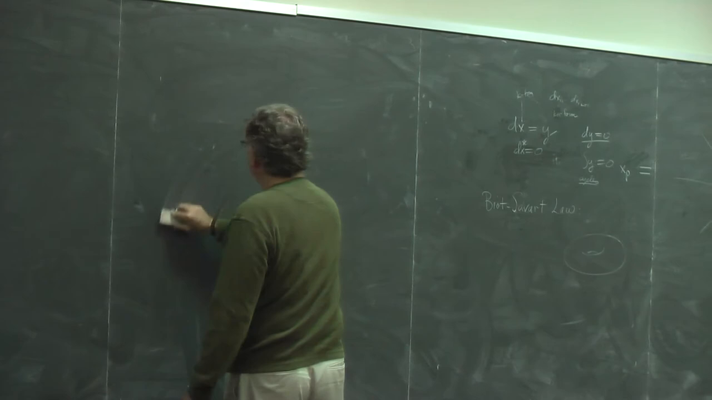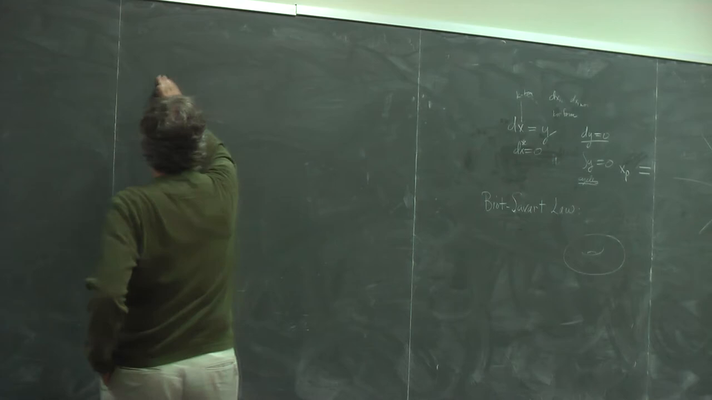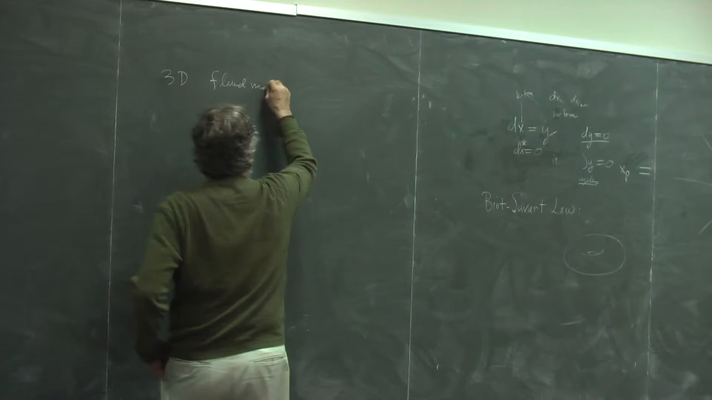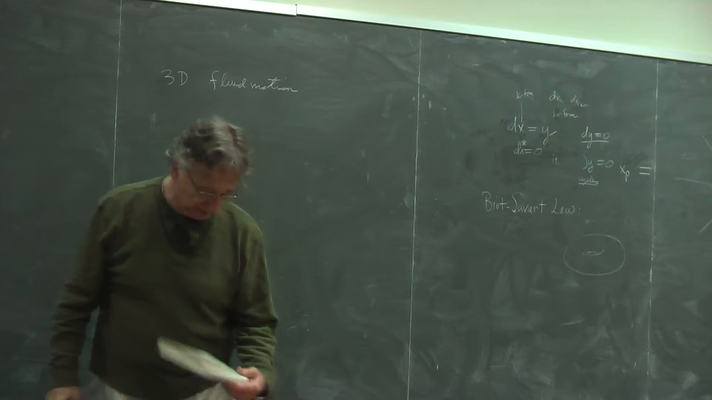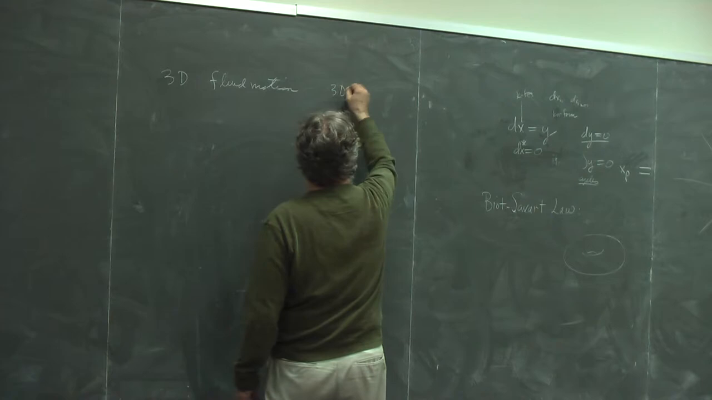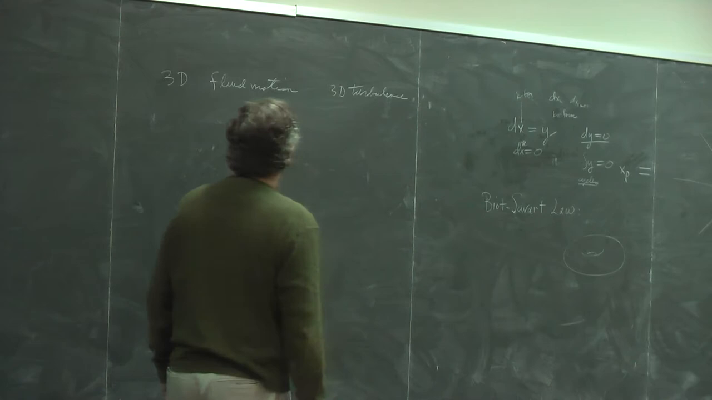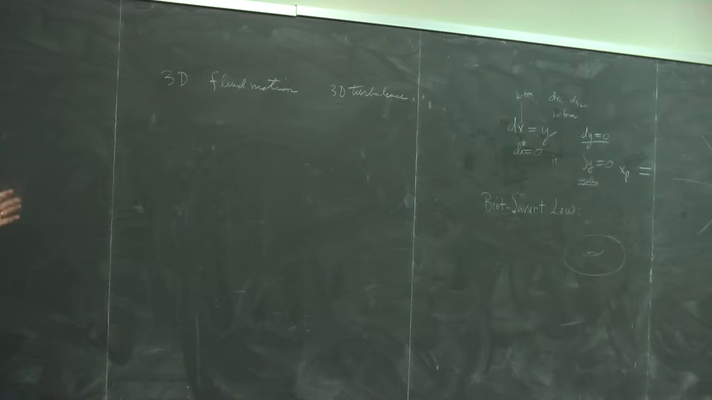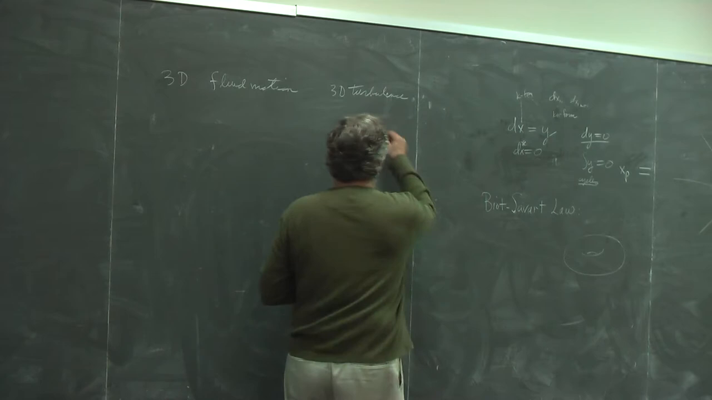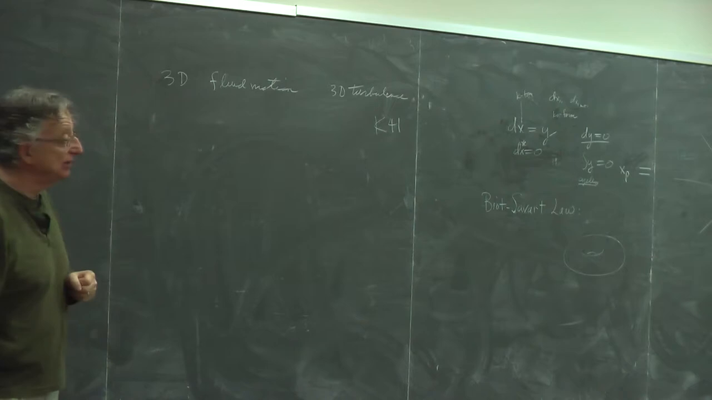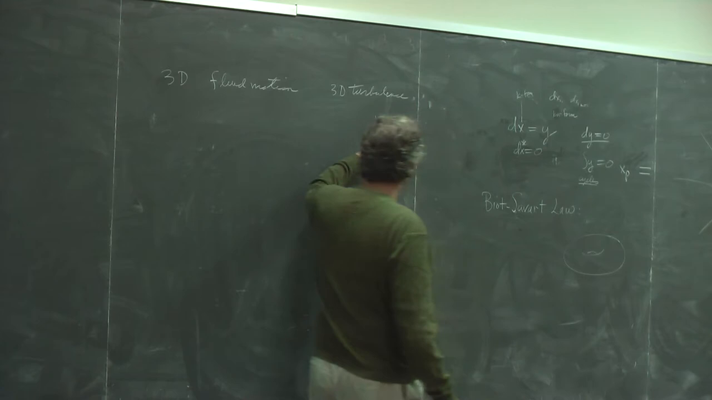So let's say, 3D fluids, fluid motion. Or, if you really want to get into it, turbulent stuff, 3D turbulence. There's one nice picture due to Kolmogorov, in a very famous paper called K41, K41 A, B, and C. This one has something a little bit wrong in it, but it's corrected later.